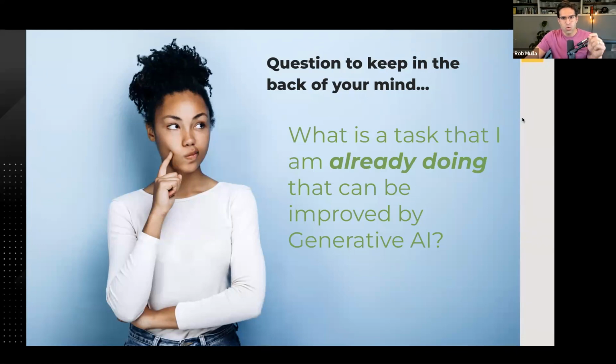And really, what we're looking to do with LLMs is to help us solve problems. So instead of thinking about all the different types of models that are out there, just keep this question in the back of your head as we're talking through this. And that is, what task am I already doing that can be improved by generative AI, or specifically with LLMs?